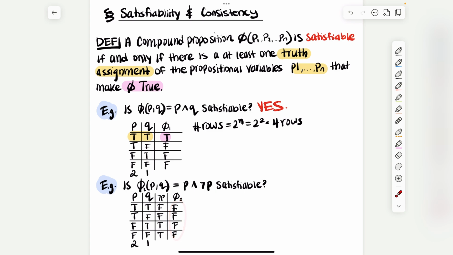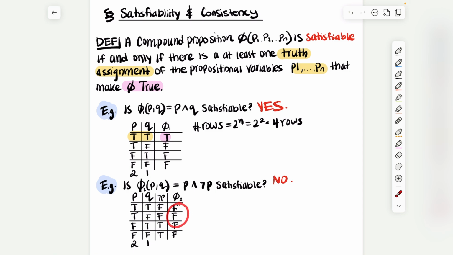And so in other words, the compound proposition cannot be satisfied. It was never true, not even once. But think of satisfied as just being true. You're just looking for when the compound proposition can be true at least once. If you're told to show that a compound proposition is not satisfiable, that it can't be satisfied, then you have to show that all of the possible truth assignments are never true, that they never can be satisfied.